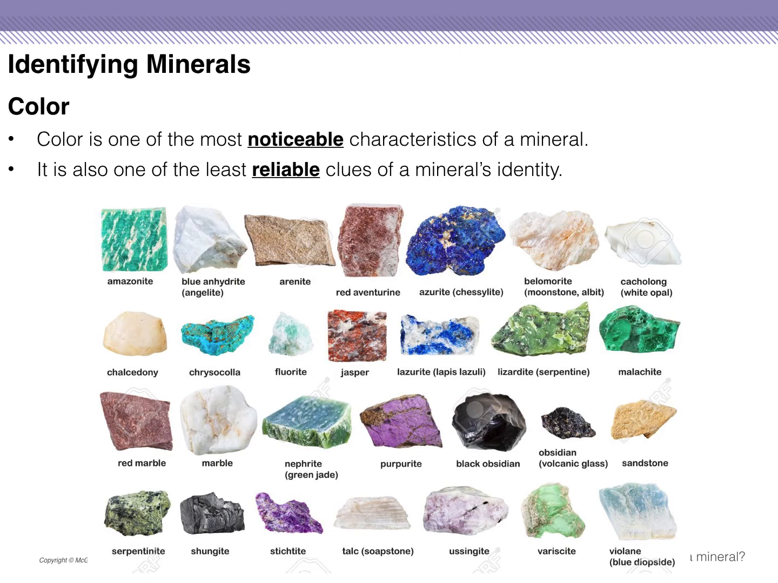Color. Color is one of the most noticeable characteristics of a mineral. It is also one of the least reliable clues of a mineral's identity. If you look at all of these different examples, they all have different colors, but some of them are kind of close. If I look at the white opal, and then I look at the marble, and then I look at the talc, they're all white. So color is not the best way to identify it. Because if I just tell you it's white, there's a lot of different things that are white.